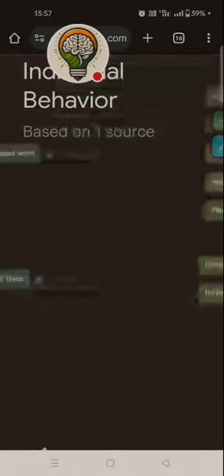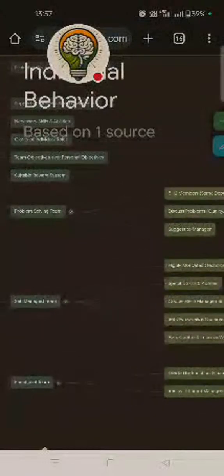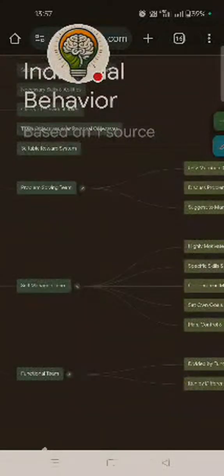Then comes the functional team, divided by function, such as finance, marketing and sales, within different managers. So there are three types of team. First is problem solving, then self-managing team, and the third is the functional team.